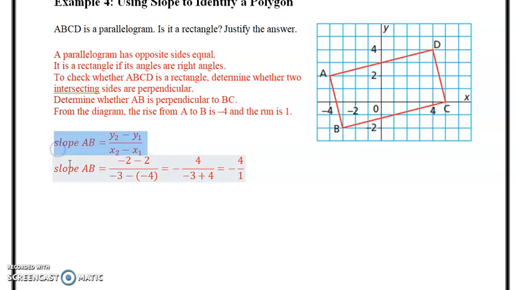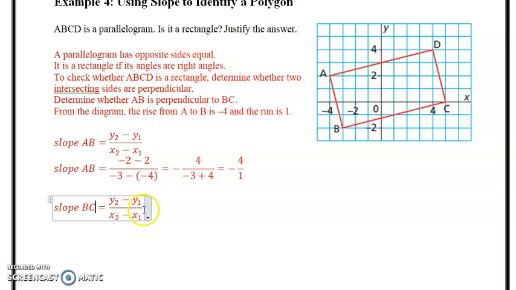Next we'll find the slope of BC, and remember, if they are perpendicular, then we know that we have a rectangle, because each corner of a rectangle needs to be 90 degrees. So we'll do the same thing with CB here. The y value of C is 0, and we're going to minus the y value of B, which is -2, so minus a -2.